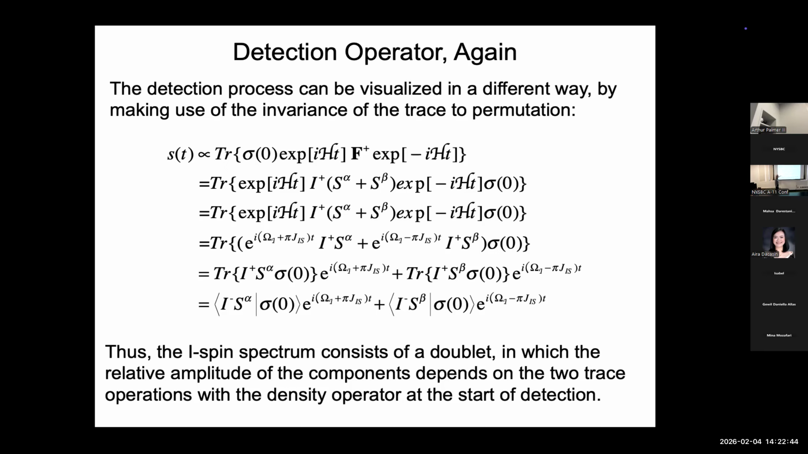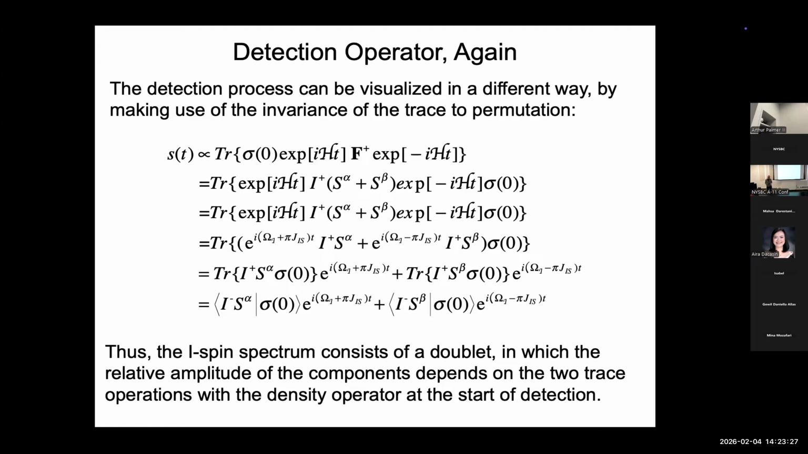And this is really just to emphasize that this is the operator at the start of acquisition. And this is just to emphasize that all that's important to us is, does the density operator at the start of acquisition contain some I minus SF? If it does, we're going to get this signal. And if it doesn't, we're going to get nothing. And same thing over here. So that's a mathematical way of telling you what I already said.